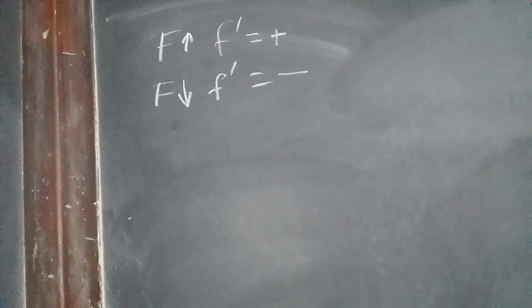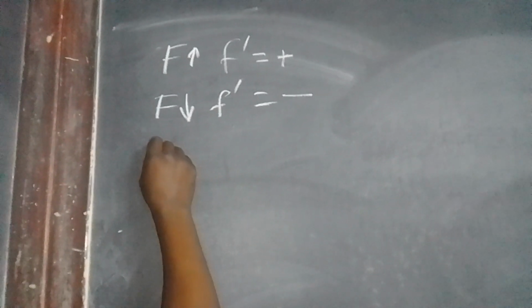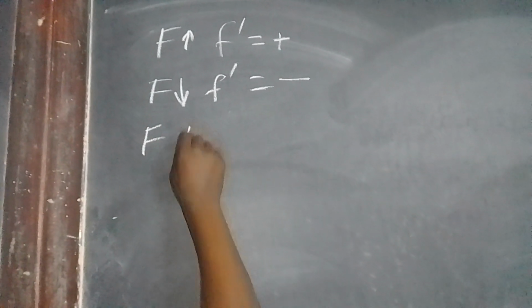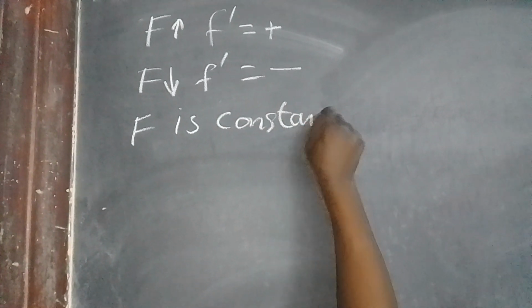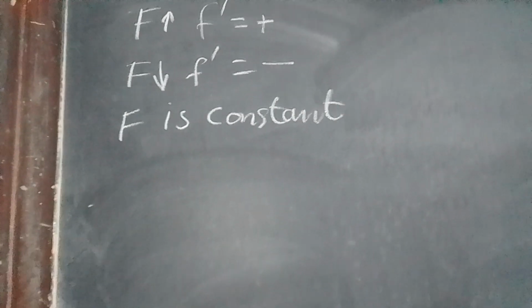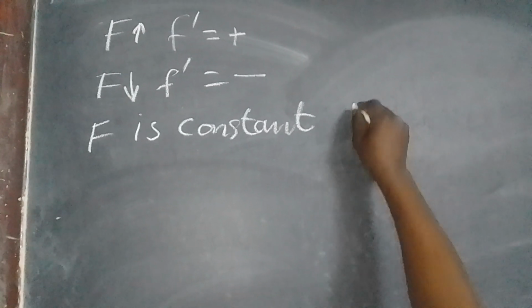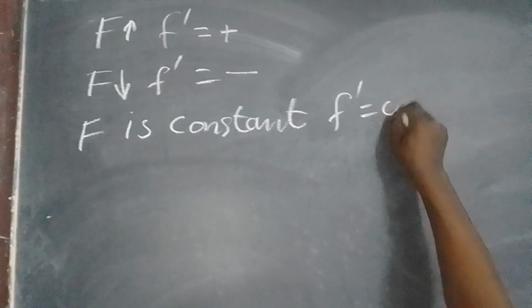This is where the function increases. When the function increases, the first derivative is positive. When the function decreases, the first derivative is negative. When f is constant, the first derivative is equal to 0.